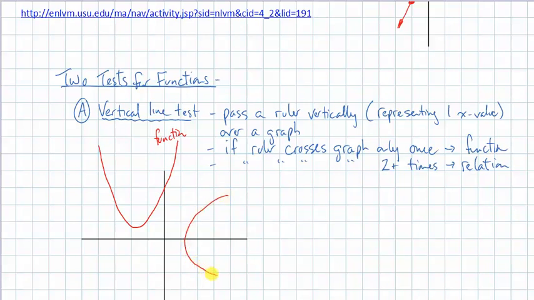How about this one? Watch now as I imagine a vertical line through here. It passes the graph here. It passes the graph here again. This is a non-function. This has 2 y values for a given x value. 2 different results. That means non-function. It can be called a relation, though.